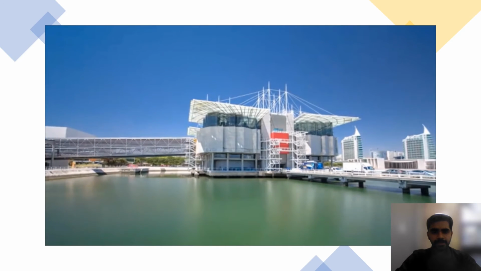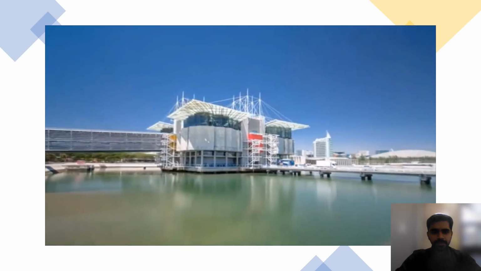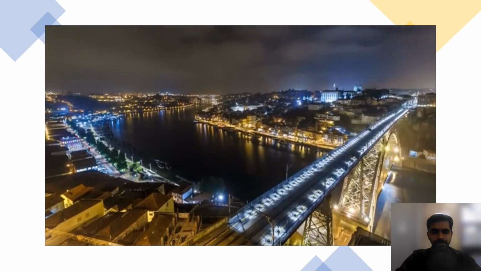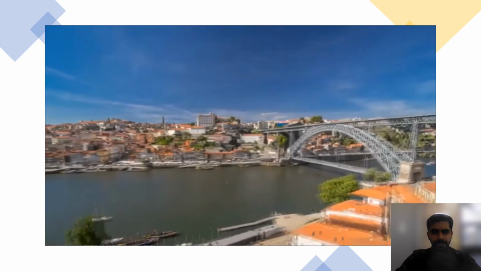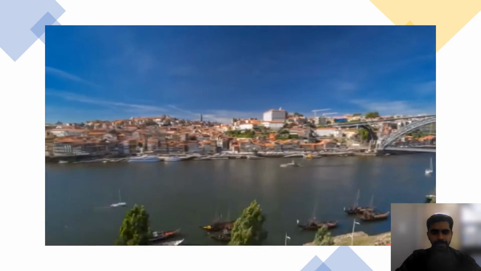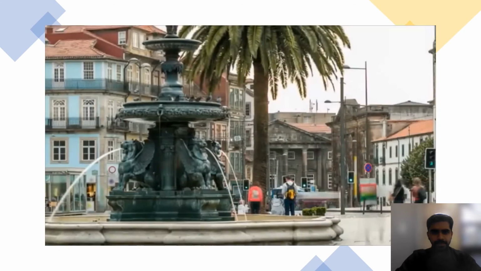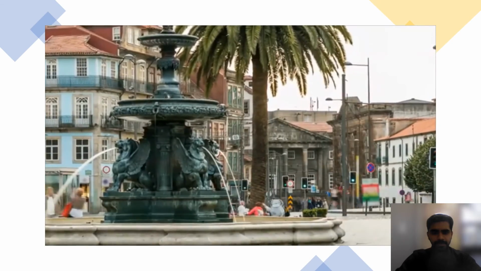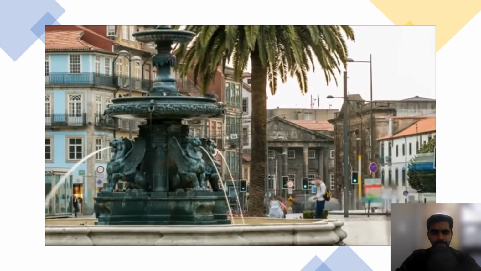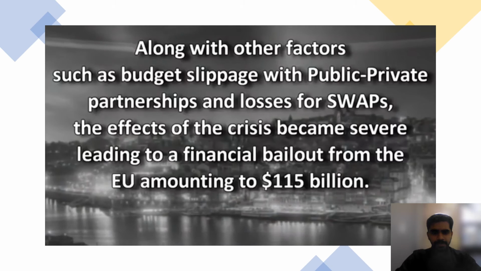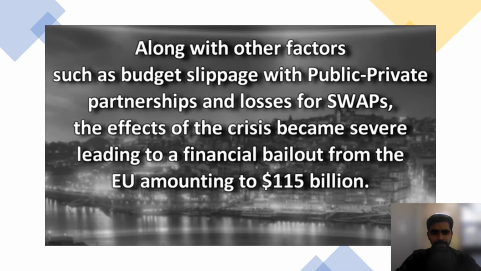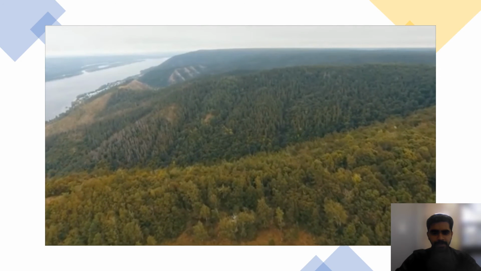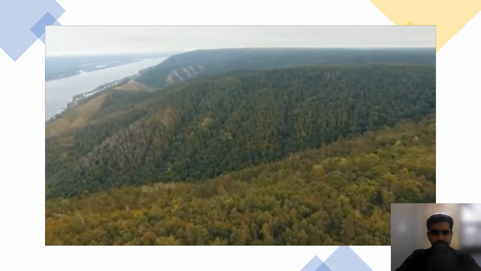With all countries in the EU facing a debt crisis in 2008, Portugal was an economy that got adversely impacted, leading to national debts and financial crisis. The impacts of the crisis were first noticed in 2010, with its effects lasting until 2013. One of the major contributors to the crisis was the bankruptcy of the major Portuguese banks. These banks had accrued massive debts in the millions and were also under fire for many unethical activities such as illegal gains, false asset management, among others. Along with other factors such as budget slippage with public-private partnerships and losses for swaps, the effects of the crisis became severe, leading to a financial bailout from the EU amounting to $115 billion. Since then, the economy of Portugal has been steadily recovering starting from 2014, accompanied by a gradual rise in the GDP.